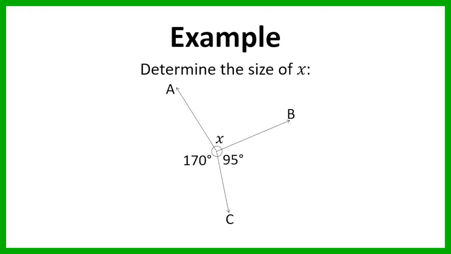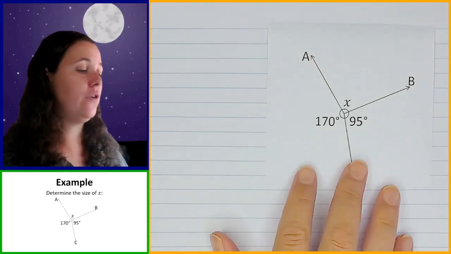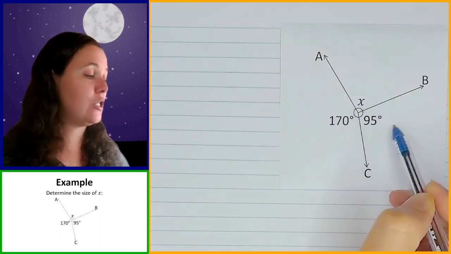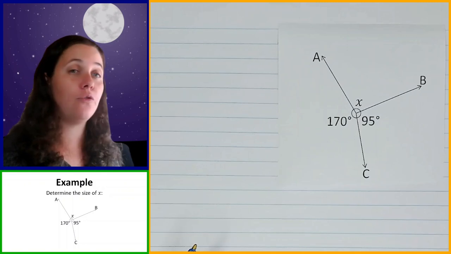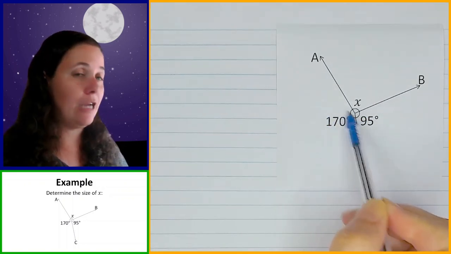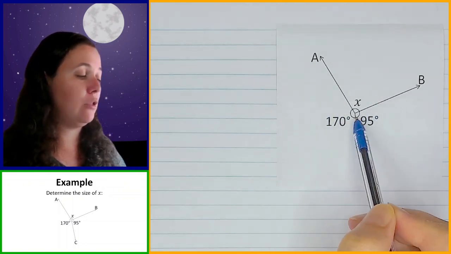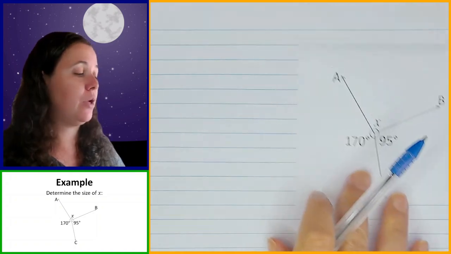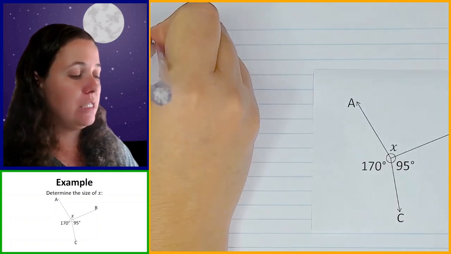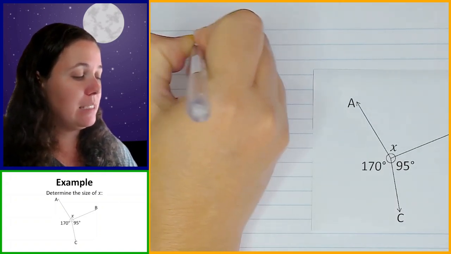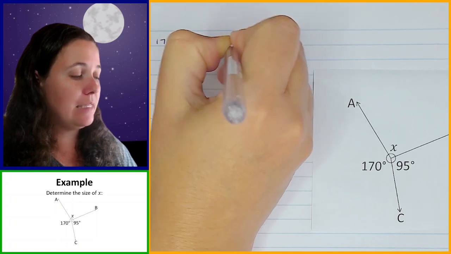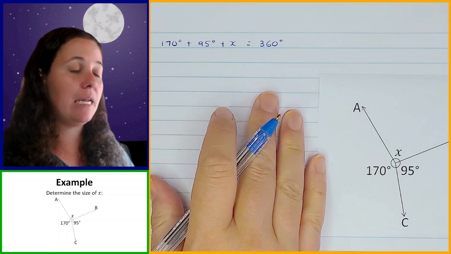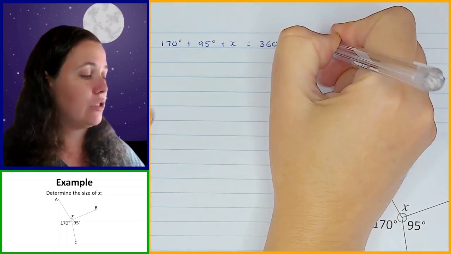So we're going to start off by saying that all of these angles are all around a point and there's no empty angles that we don't have any value for. We've got 170 for this angle, we've got 95 for that angle, and we've got x for that angle. So I can add all of those up. They must all add up to 360 degrees. So 170 plus 95 plus x must all add up to give me 360 degrees. And my reason that I can say that is angles around a point.